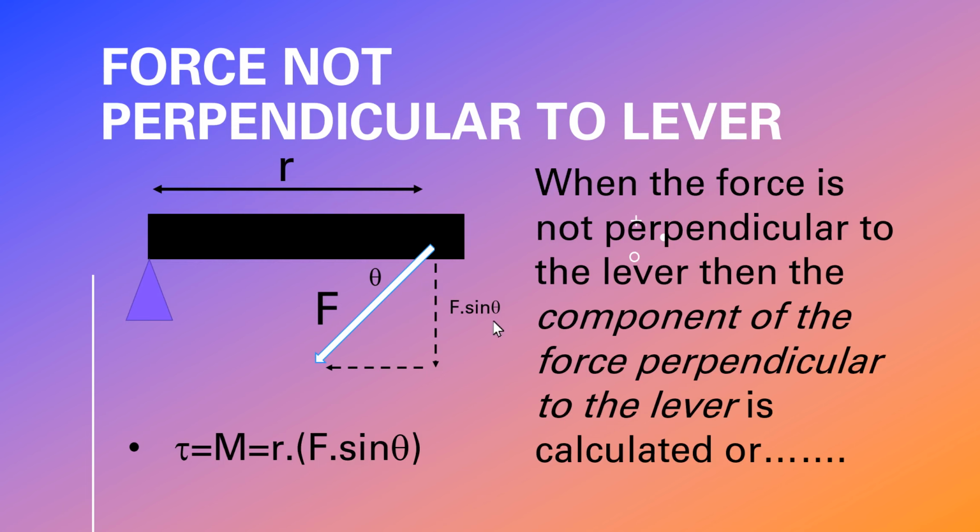Because only the perpendicular component of the force is going to cause a turning effect, what we would need to do is find that perpendicular component, and that would give you F sine theta. So you can see our equation there is R, our perpendicular distance to the force, and then times by F sine theta. This parallel component of force does not cause any turning effect.